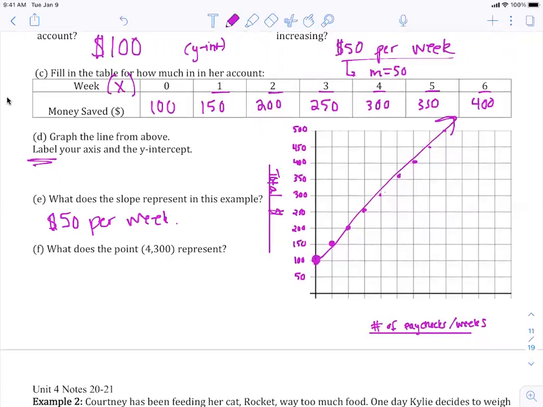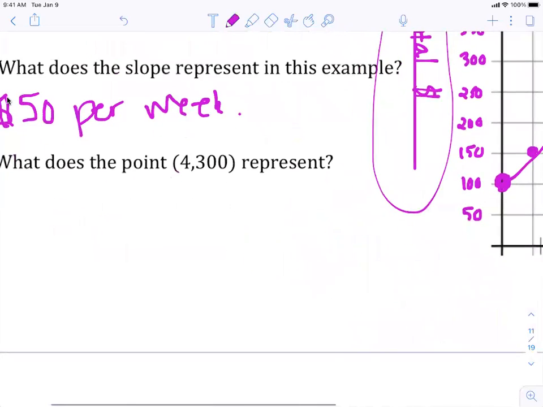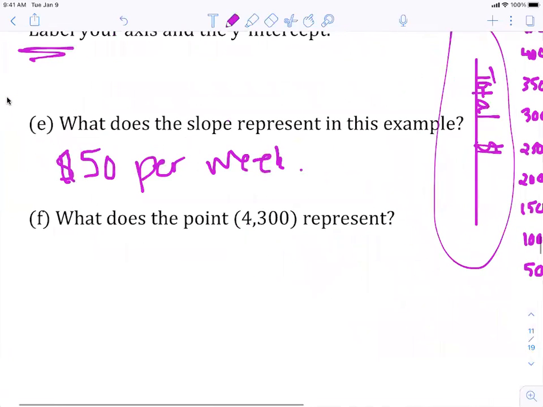Good job. Now, what does the point (4, 300) represent? Well, all of these points represent the x coordinate as the number of paychecks, and the y coordinate as the total amount in the account. So what this means when I write what does the point represent, it just means tell me in a sentence. It just means after 4 weeks.